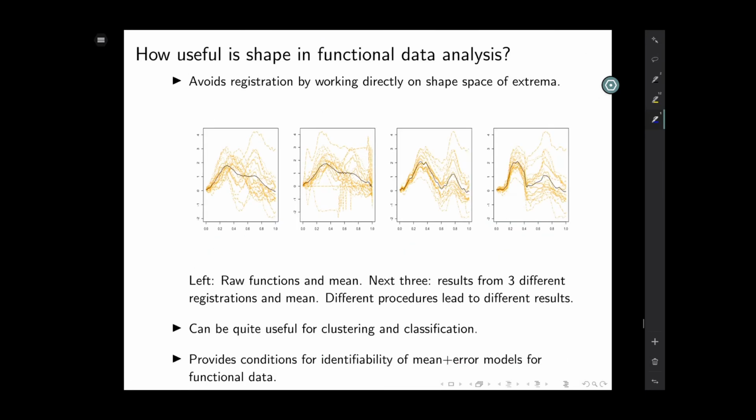The second thing is it can be quite useful for clustering and classification. I'll show an example soon. And the third one, which is of more theoretical interest, is that because of the finite dimensionality of the shape space in terms of those strata and those pieces, these notions of identifiability of mean plus error models are easily available.